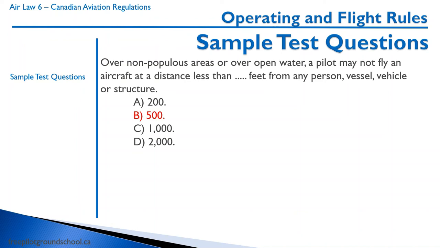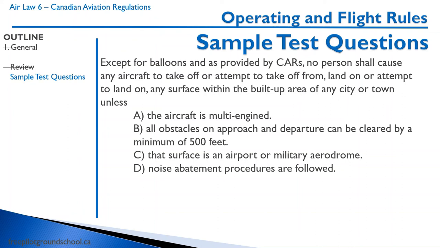Except for balloons and as provided by CARs, no person shall cause any aircraft to take off or attempt to take off from land or attempt to land on any surface within a built-up area of any city or town unless A, the aircraft is multi-engined. B, all obstacles on approach and departure can be cleared by a minimum of 500 feet. C, the surface is an airport or military aerodrome. D, noise abatement procedures are followed. So if you recall, the correct answer is going to be C, must be an airport or a military aerodrome. So it makes no difference whether you're a multi-engine, and it makes no difference in this case whether you can clear it by 500 feet or noise abatement. It must be an airport.